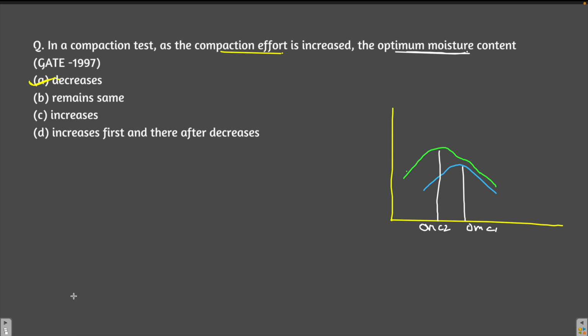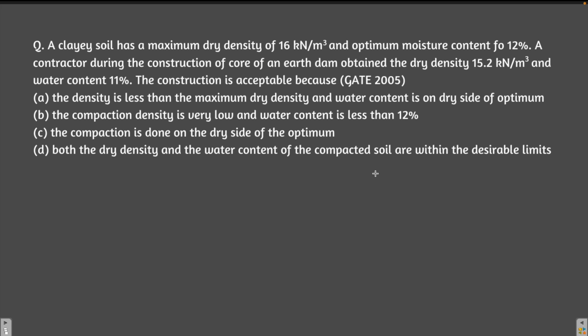And what happens to gamma D? Gamma D increases as the compacting effort increases. Okay, this is gamma D1. Now let's move on to the next question.